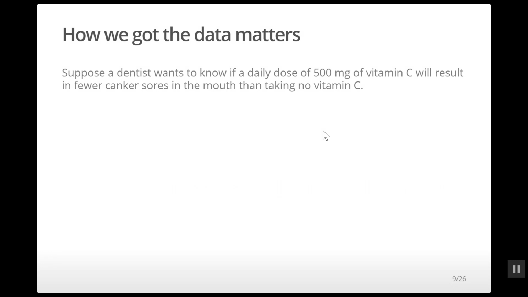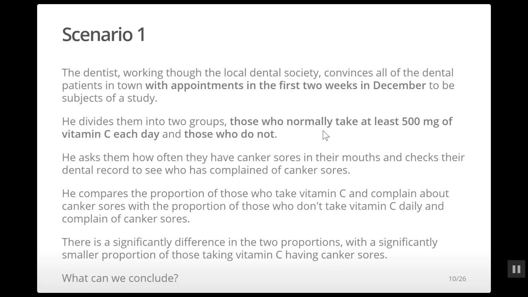And so here's just a silly scenario that we're going to explore like 4 times, in overkill and beating a dead horse, but here we'll do it anyway. Okay. So it says, suppose a dentist wants to know if a daily dose of 500 milligrams of vitamin C will result in fewer canker sores in the mouth than taking no vitamin C. So this is the question that we're going to do. Okay. All right, scenario 1.